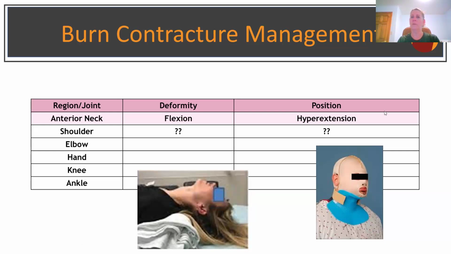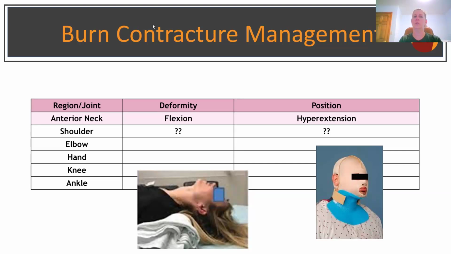What if the burn covers the front and the back of the neck? Okay, that's a great question. Then we would alternate. So we would position for a certain amount of time in flexion, a certain amount of time in extension. We would get them doing a lot of active range of motion, and probably during the day, we would get them something just holding them in neutral. That's a great question. All right, think about the shoulder.